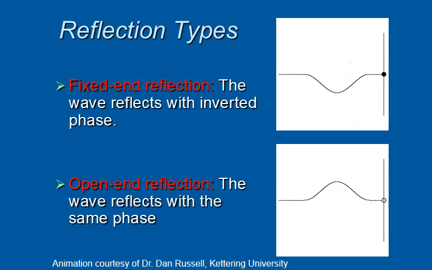Reflection is important as well, and when you have a wave that hits a fixed end like this, it inverts phase. We did this with that long slinky or long spring. And then an open end is where it will reflect and be the same phase. So that's where this one is a free end, and it's free to go up and down, and it will send the wave back the same.